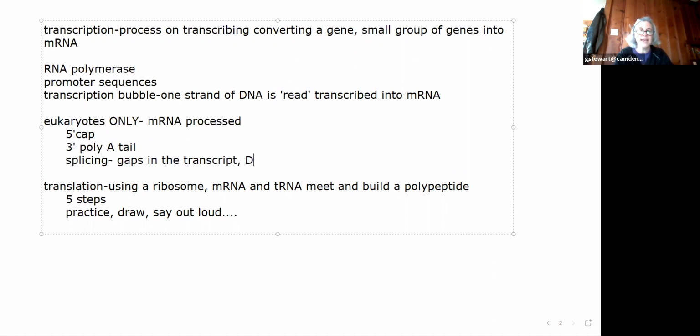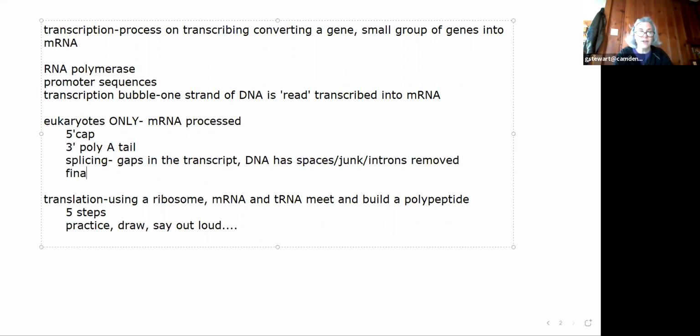So the DNA has sort of spacers, or what we call junk DNA, or introns is their technical name, and those introns need to be cut out or removed. And the exons need to be put together to get your final, and obviously a little bit shorter, messenger RNA transcript that is ready for translation.